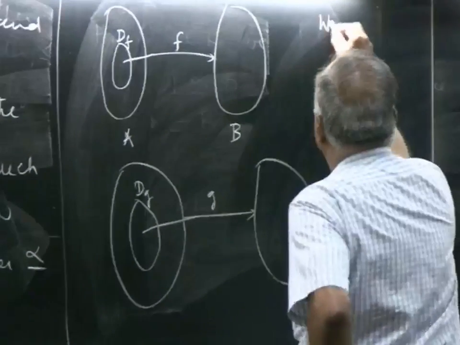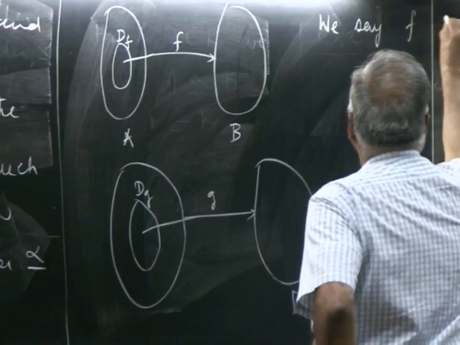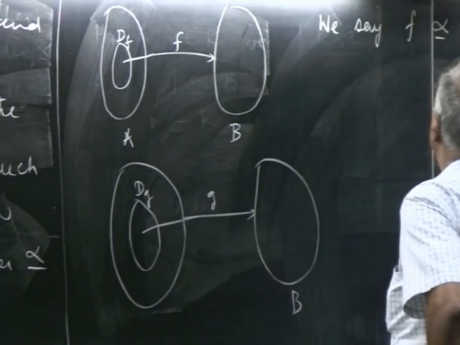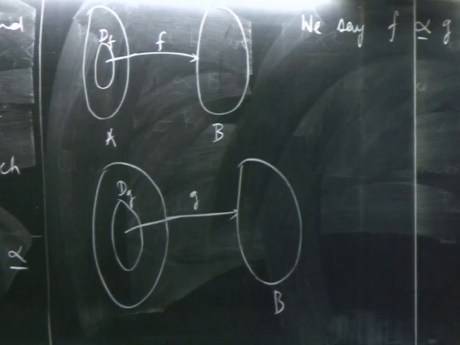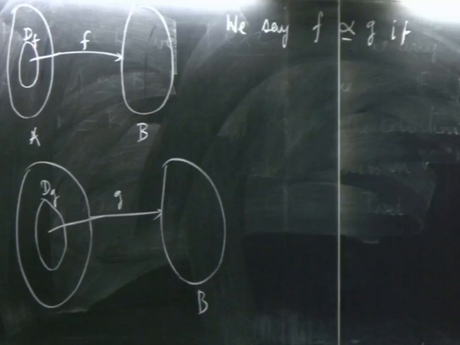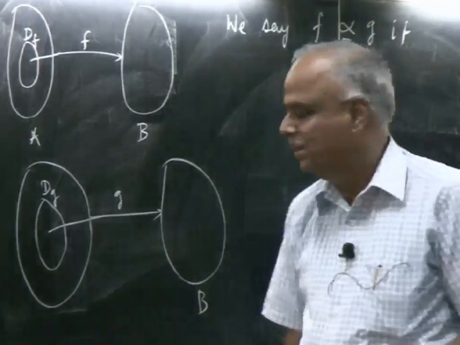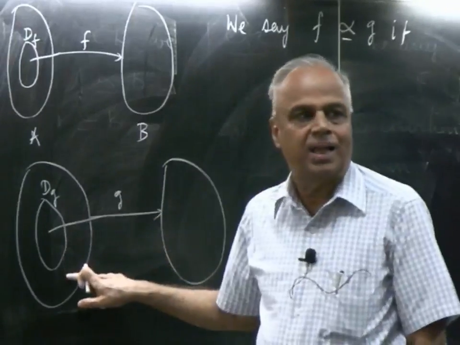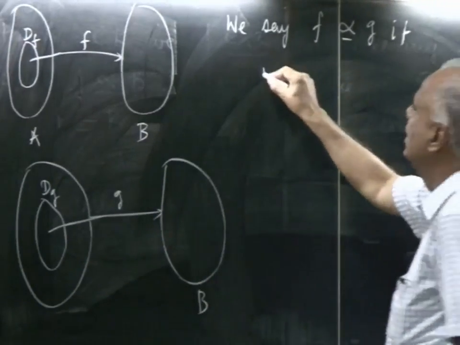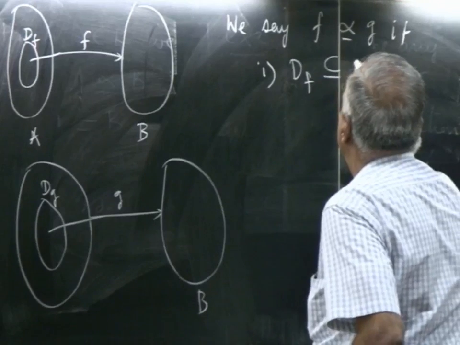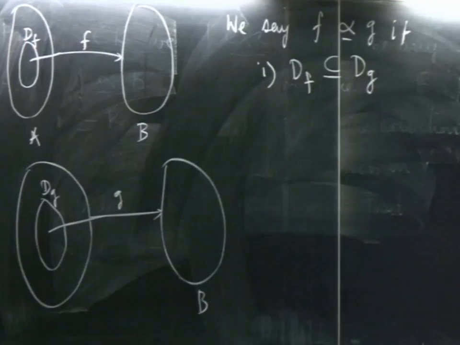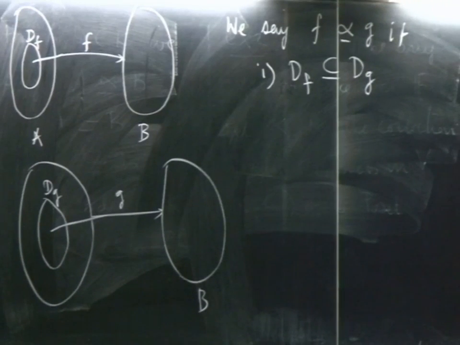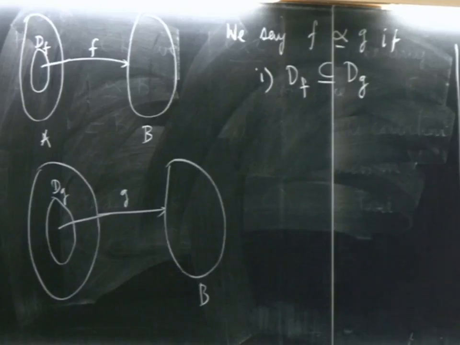So, we say f is related to g if something happens. See, intuitively the notation says f is smaller than g. What is meant by smaller? It has less information. So, what it means is this domain is smaller than this domain. One, D_f is contained in D_g, and whatever information f has, g has the same information. That is in the common part.